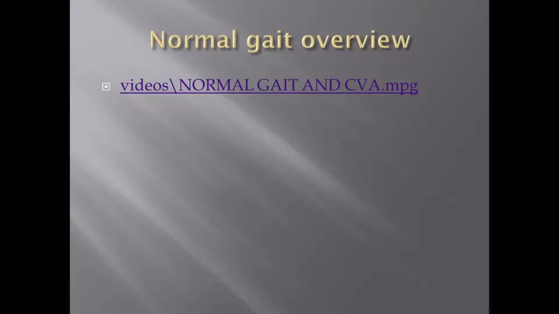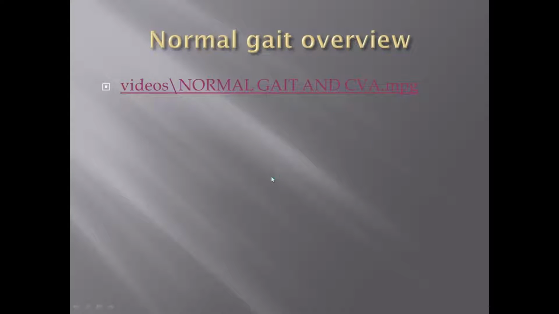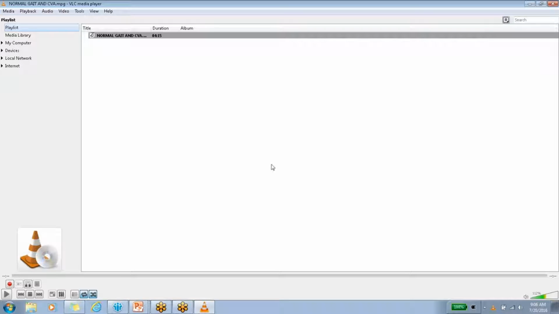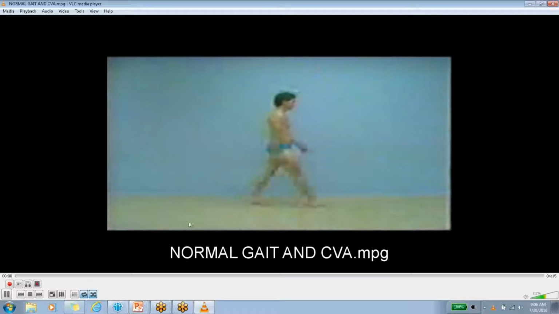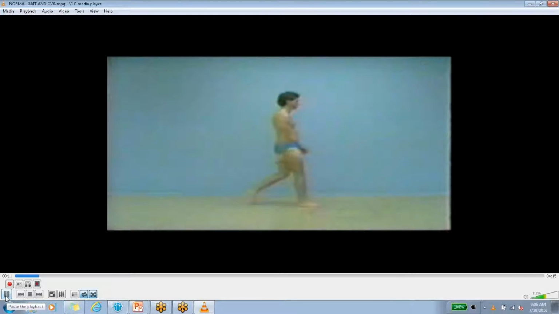So next, we're going to do a quick review of normal gait. We're going to do what we did last time, but now we're going to be focusing on the knee. All right, so remember, I'm going to stop in some subphases, and I would like you guys to type in what subphase I stop it at.